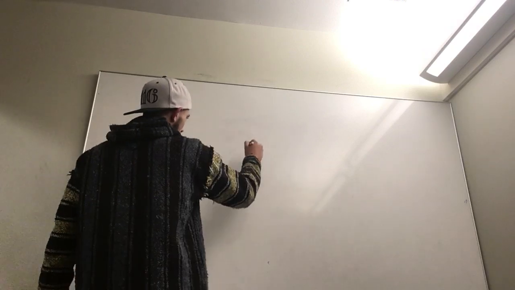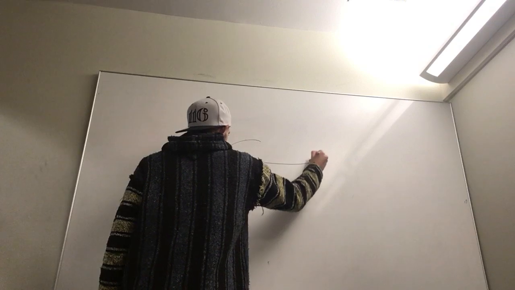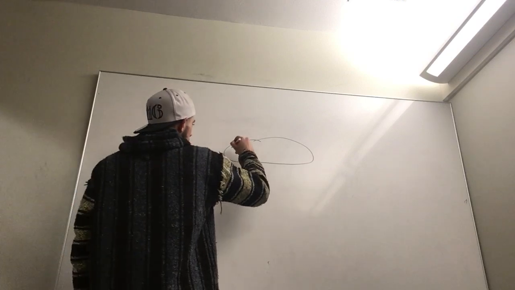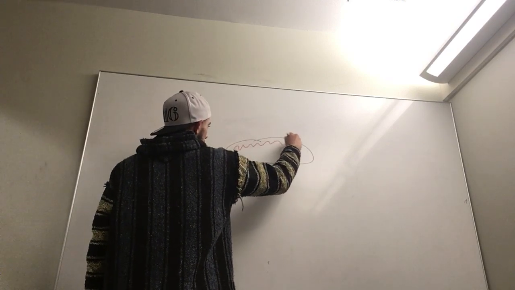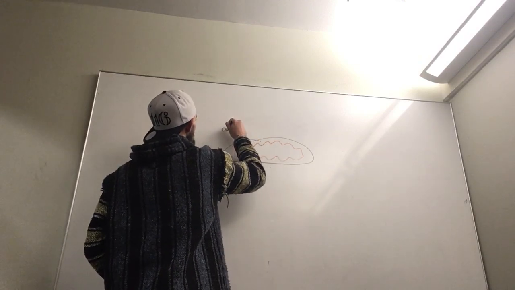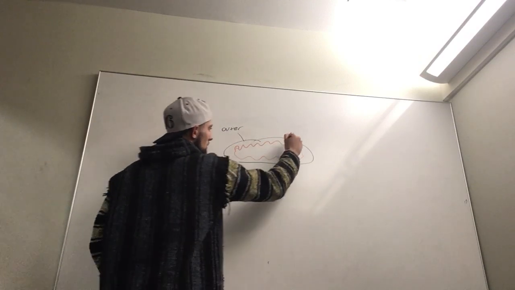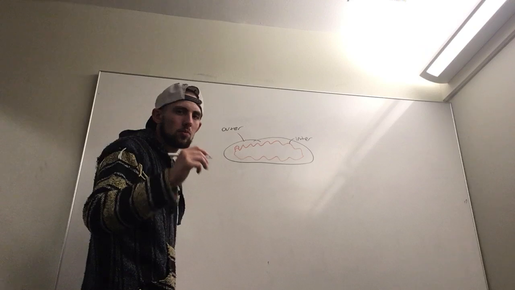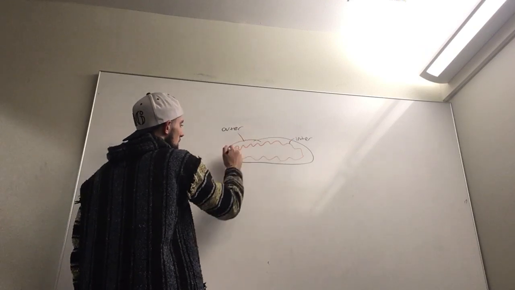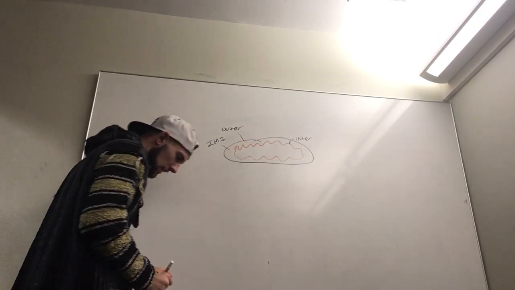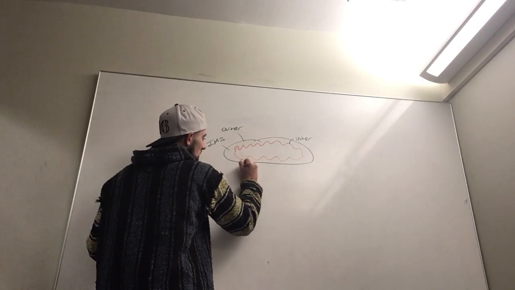I'm going to draw the mitochondria first. Okay, so here's the mitochondria. You've got these little folds in here. I'm going to write out what's on here. So we've got the outer membrane. We have the inner membrane, inner for short. There's an intermembrane space between the inner and outer membranes. I'm going to label it IMS. And then we have the cristae, which are the actual folds.